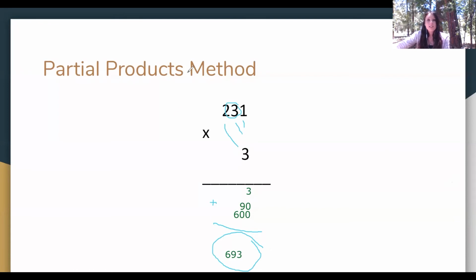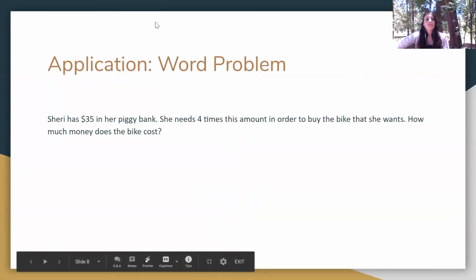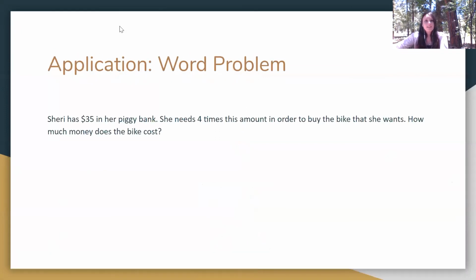Awesome. Now let's apply this to something that relates to real life. We are going to apply this to a word problem. So here's our problem. Sherry has $35 in her piggy bank. She needs 4 times this amount in order to buy the bike that she wants. Ooh, so Sherry's going to buy a bike. That's going to be super fun, right? How much money does the bike cost?